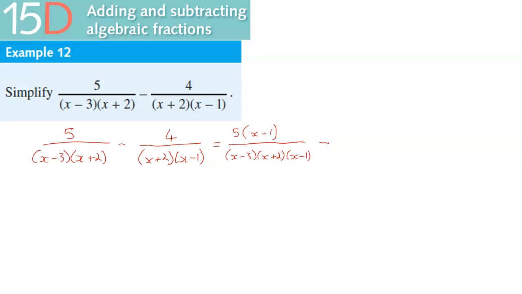My second fraction I need to multiply by x minus 3 over x minus 3. Make sure the vinculum, the line in your fraction, covers all of the denominator. Now I can write it as a single fraction because we have a common denominator.